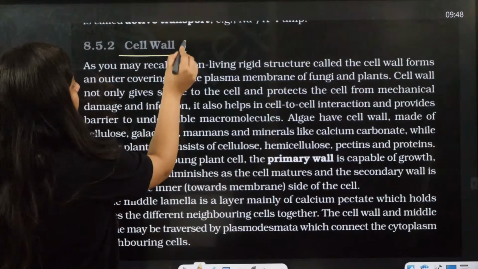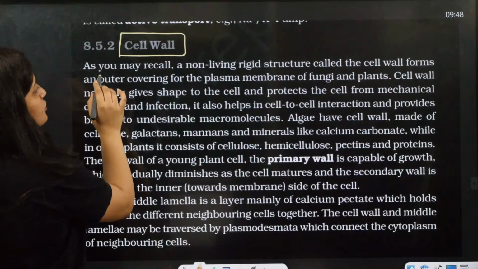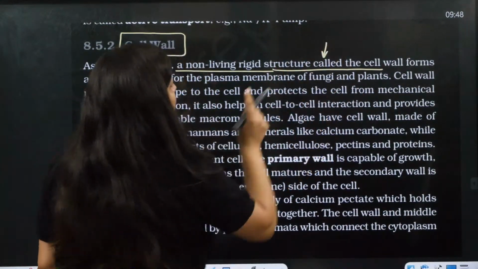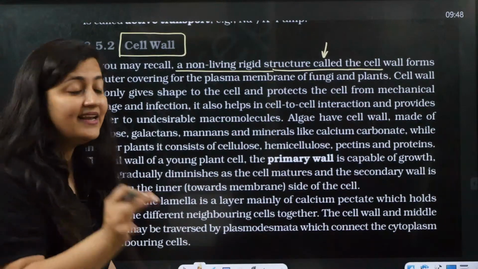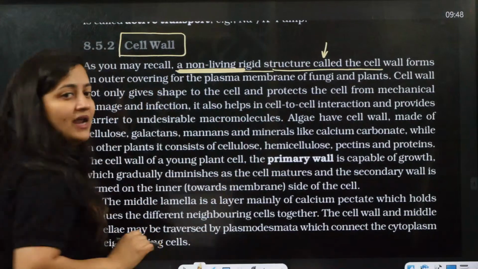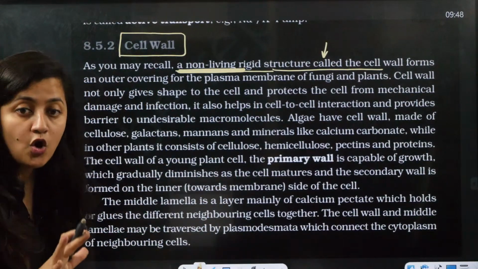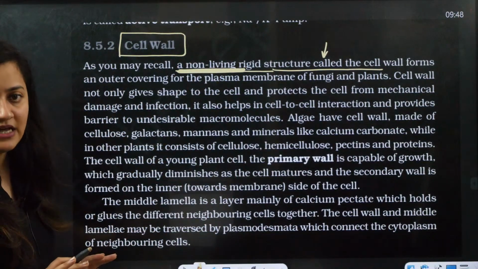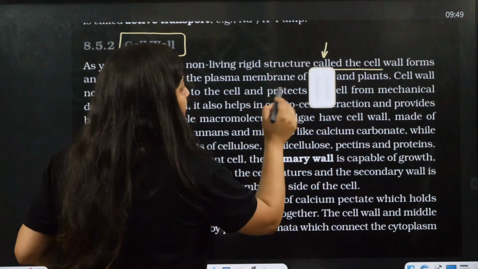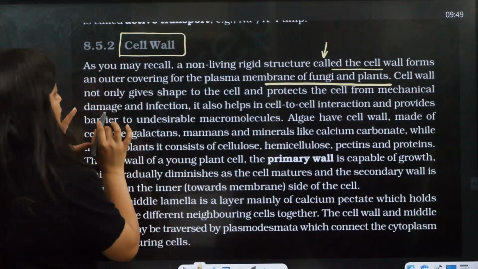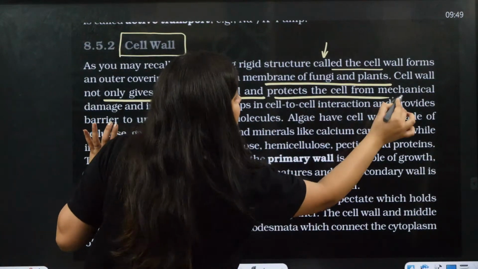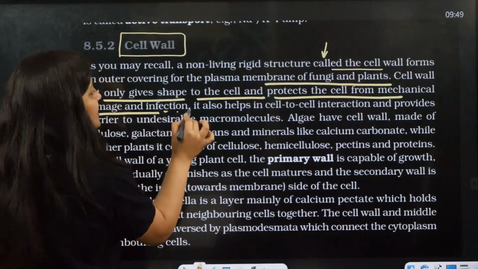I hope everything is clear to you. So it's a non-living rigid structure called the cell wall. In NCERT, it is clearly mentioned that overall the cell wall is non-living. It forms the outer covering for the plasma membrane of fungi and plants. So it not only gives shape to the cell, but it protects the cell from mechanical damage and infection.